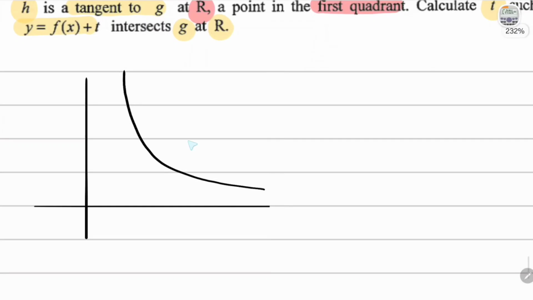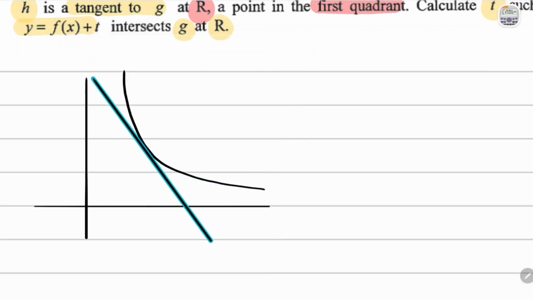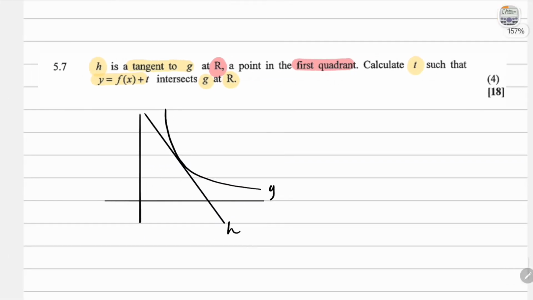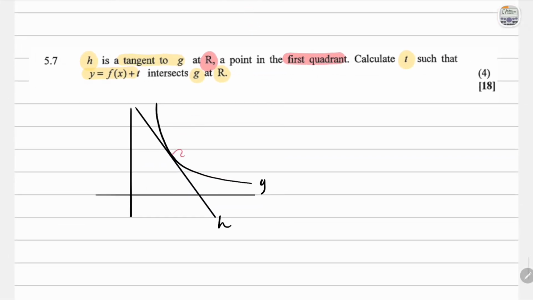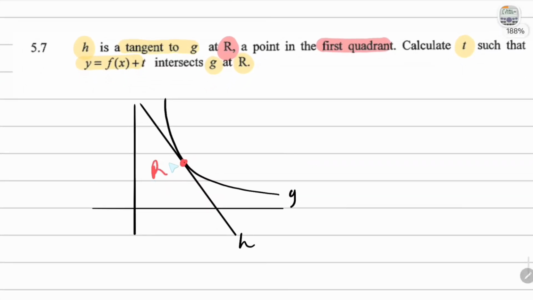Okay, so everything is happening here. We have a tangent, and that tangent is h, and h is intersecting with the graph of g. So it's like that, and that's h, and this is g, and then it's intersecting at this point that they said is R. Okay, so we need to calculate t such that y equals f of x plus t intersects at R. So the main goal here is we need to find out what R is.